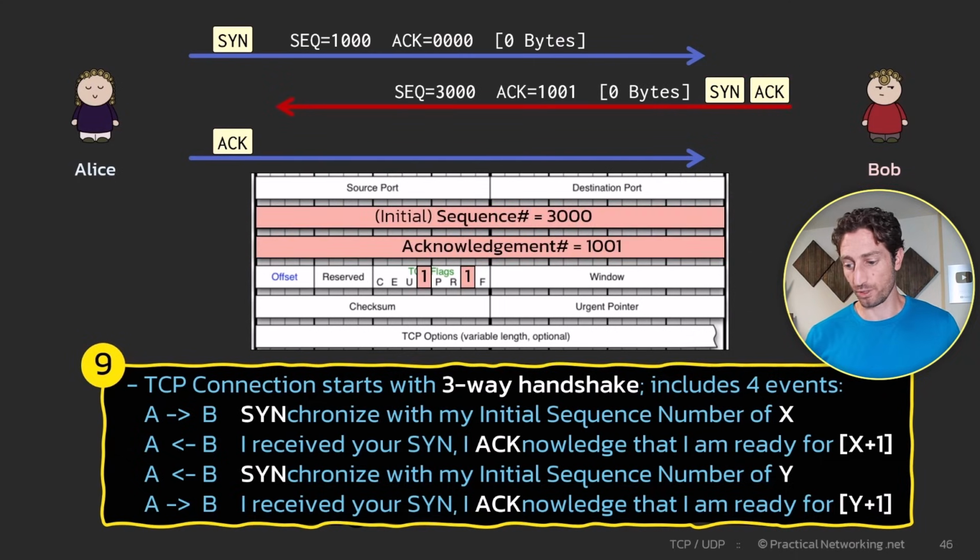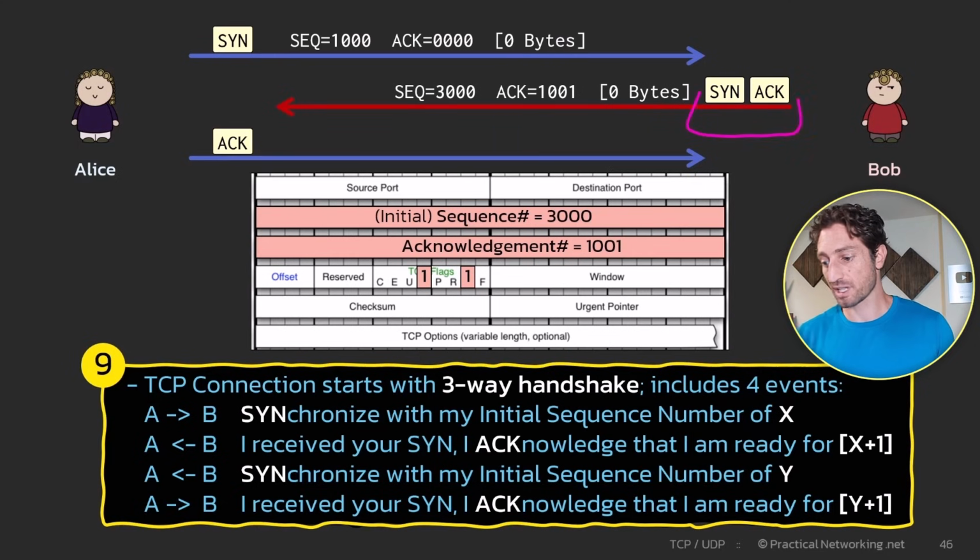The acknowledgement field will include 1001. This is where Bob is acknowledging receiving Alice's sequence number plus 1. Notice the acknowledgement flag is also turned on. Now, this field is actually relevant and should be paid attention to. Bob is also going to include his own initial sequence number. He randomly chose 3000 for this connection. And we know it's an initial sequence number because the SYN flag is turned on.